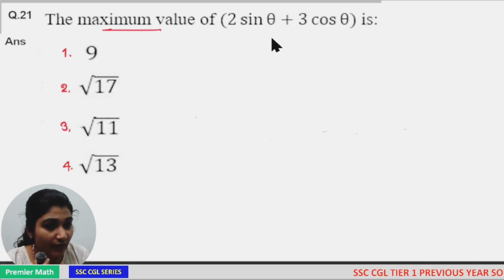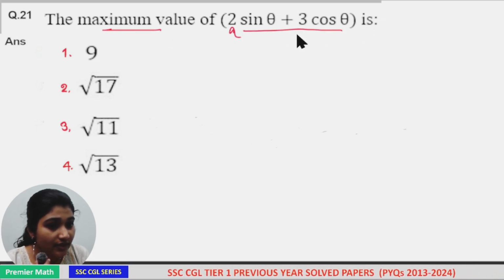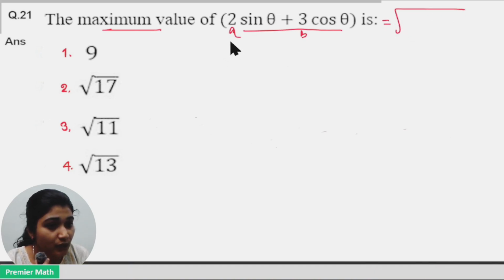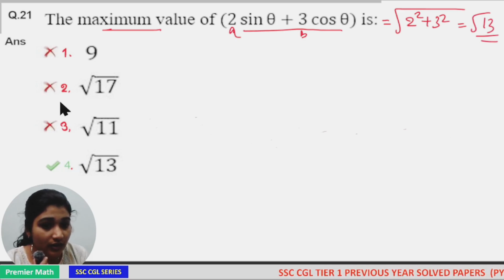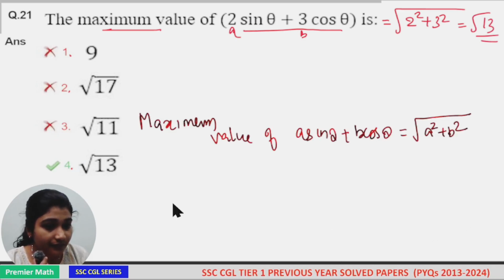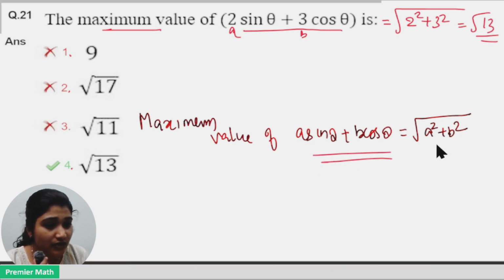The maximum value of 2 sine theta plus 3 cos theta is. This is like a sine theta plus b cos theta. Then the maximum value should be root of a square plus b square. That is root of 2 square plus 3 square, which is equal to root of 4 plus 9, root 13. Root 13 is the maximum value. Option 4 is your answer. The maximum value of a sine theta plus b cos theta is equal to root of a square plus b square.